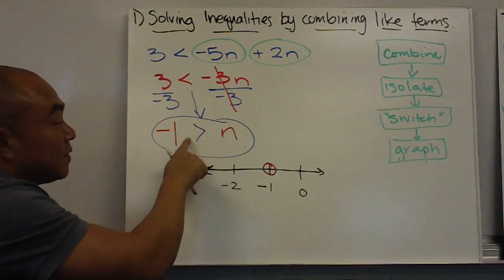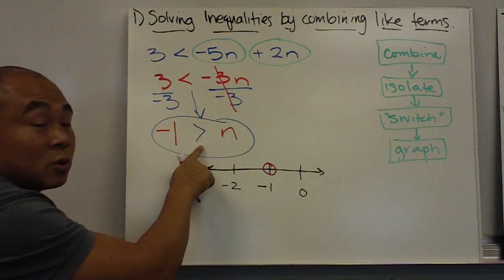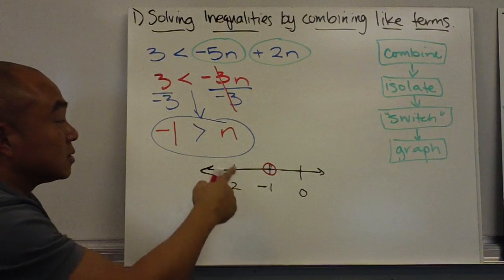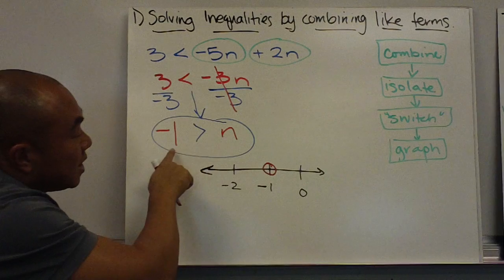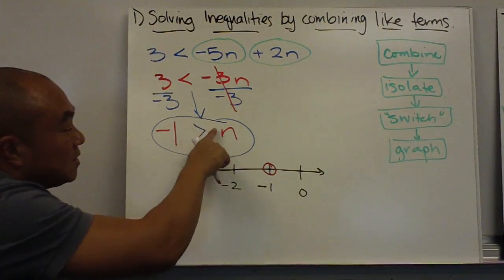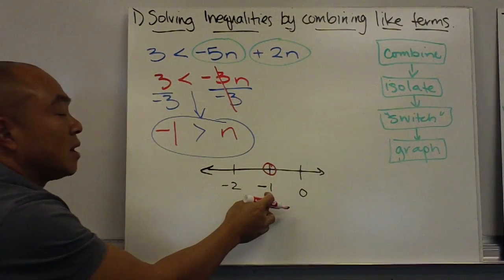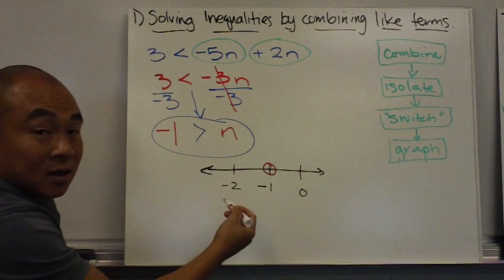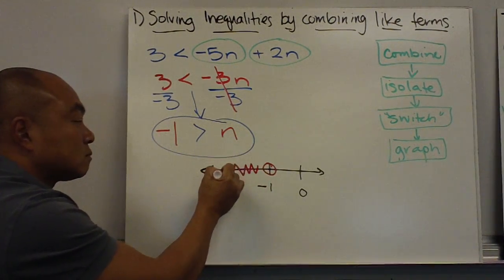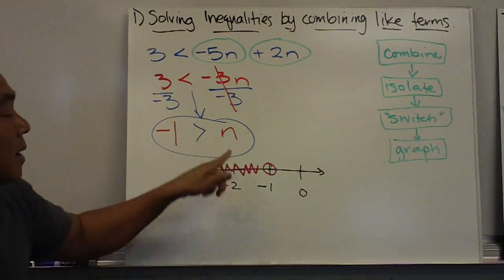We check to see if it is an open circle or a closed circle, depending on whether it's equal to or just a less than or greater than symbol. Since it's just less than, it remains open. Now I look at it and say, n is less than negative 1, so I have to figure out what numbers are less than negative 1, and that's my answer for what n can be. All the numbers that are less than negative 1 are to the left. So every single number past here is going to be my answer for n.